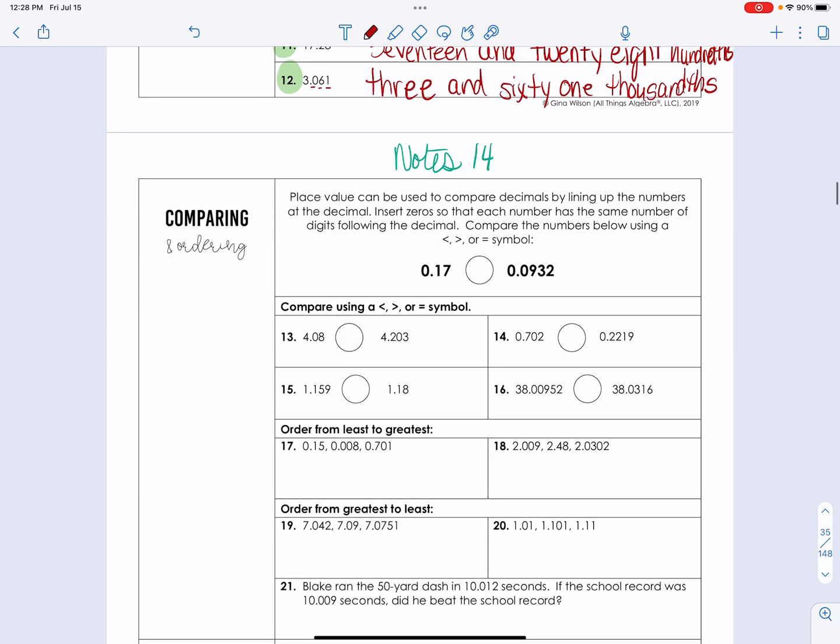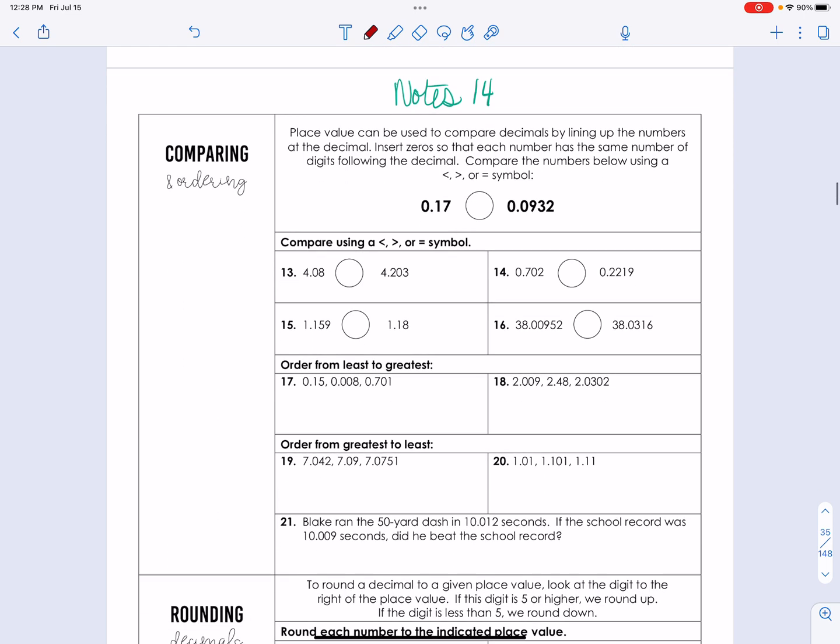All right, so now we're going to do some comparing. If we look at this, the place value can be used to compare decimals by lining up the numbers. So insert zeros there, and the numbers have the same number of places. So if you look at this, this is obviously bigger because that's 17 cents and like 9 cents. It's definitely bigger. Okay, on this one, if I look at the tenths place, the 2 is bigger, so that's bigger. Okay, here I'm going to look at the tenths place first, and the 7 is bigger.